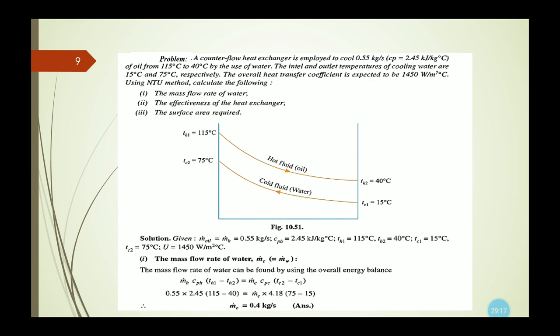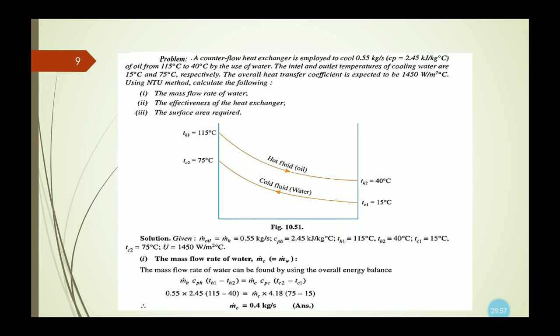So first, when using the NTU method, we need to calculate the mass flow rate of water. That means the mass flow rate of the cold fluid. Now the mass flow rate of water can be calculated using the overall energy balance for the hot and cold fluids respectively. So that energy balance equation is m dot h Cph (Th1 minus Th2) equal to m dot c Cpc (Tc2 minus Tc1). This is the formula of the mass flow rate of water, as our energy balance equation.